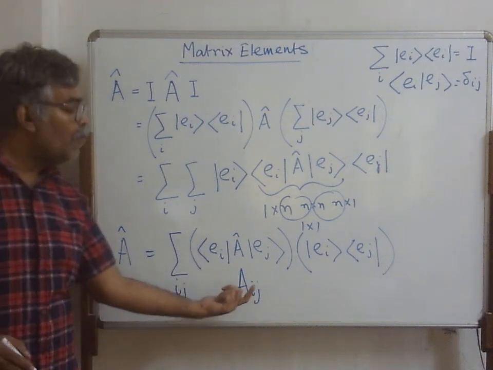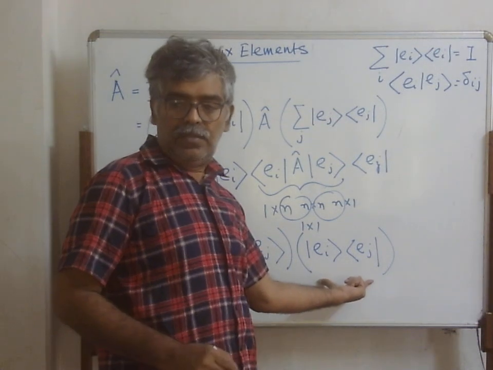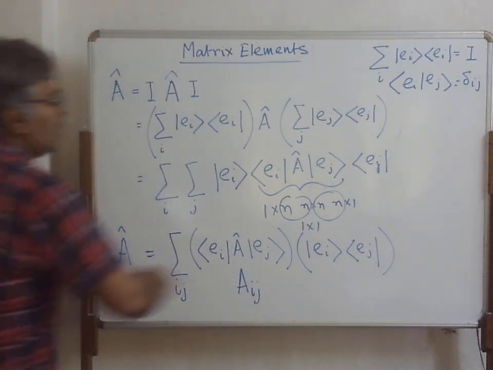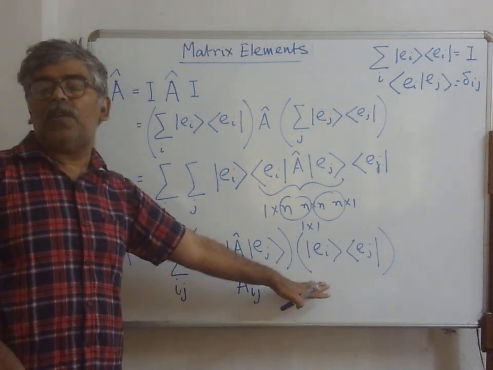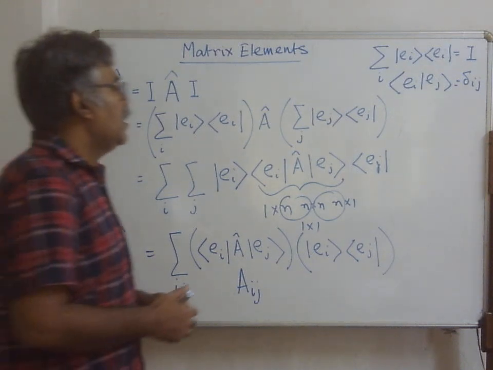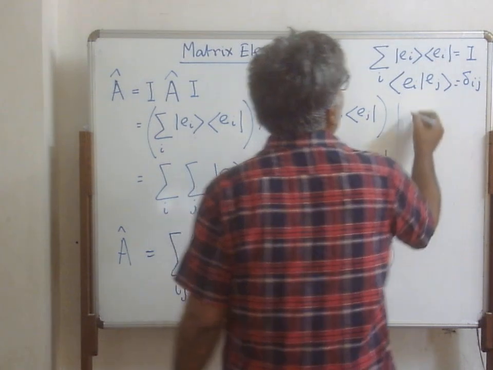Now how can I prove that this is the matrix element, and what is this thing doing here? Now if this is the formula, let me expand it and explain this formula with a very simple basis. Let me take the fundamental basis in R3.